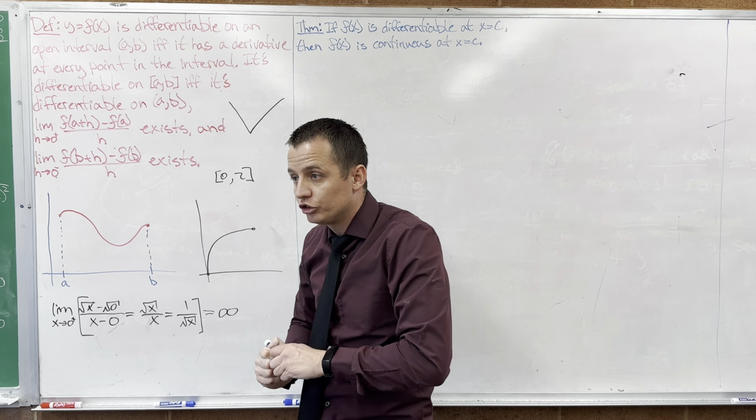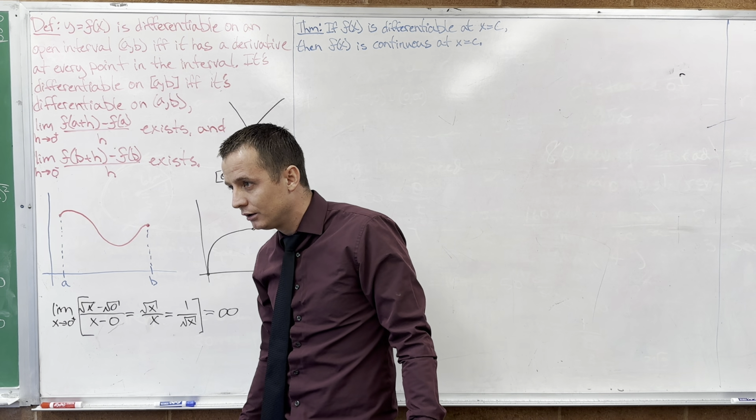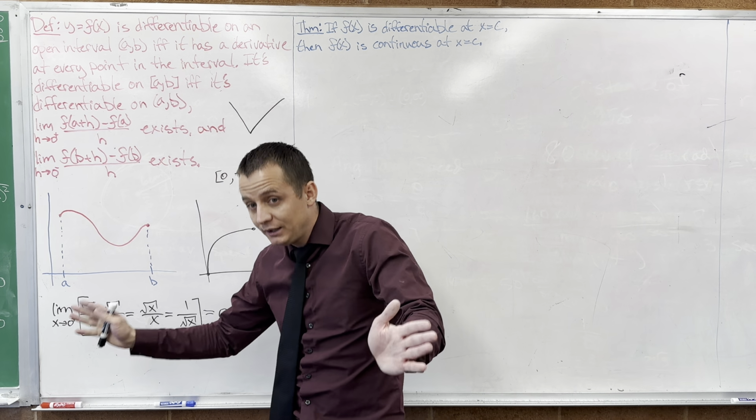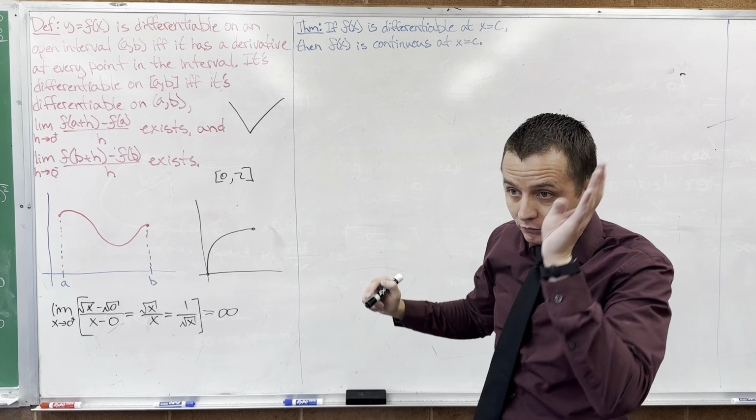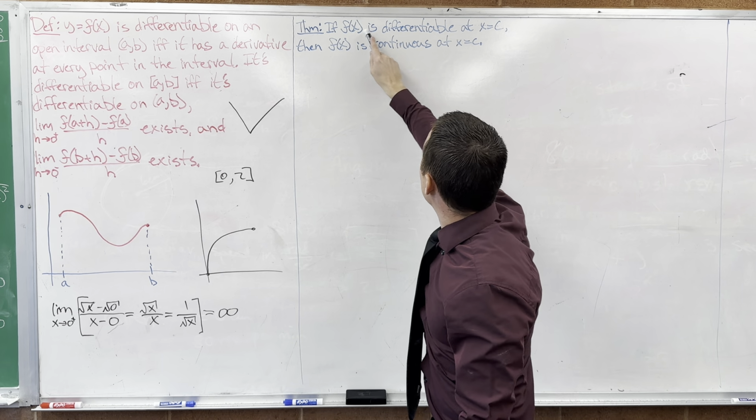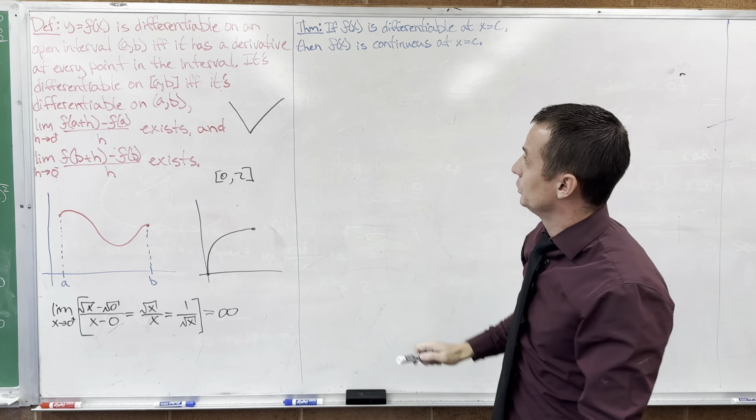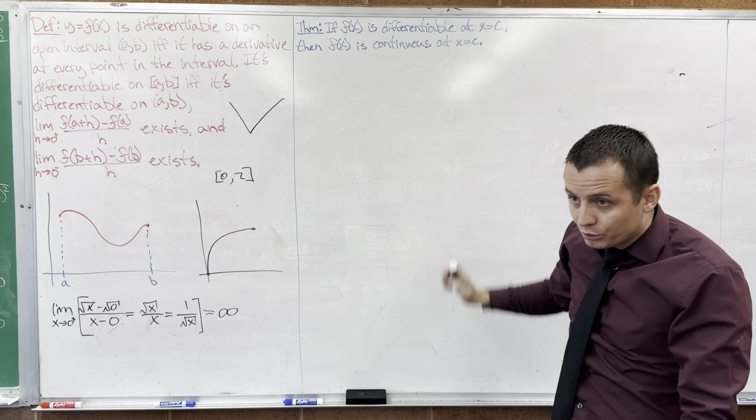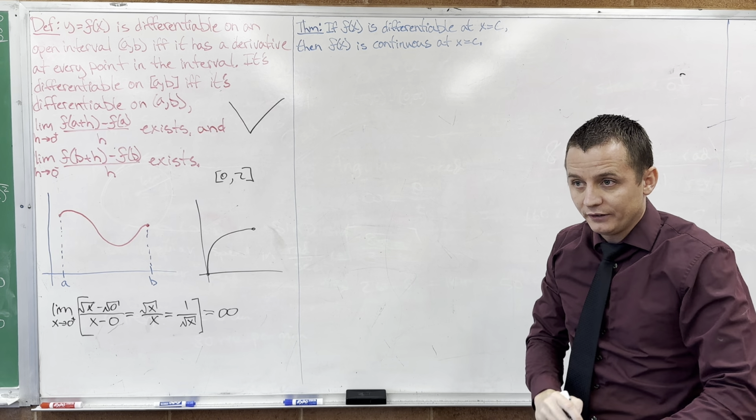What about the converse? Is it true that if it's differentiable, then it's continuous? Is it true that if you can find a slope at a point, it must be continuous at that point? Turns out, yes. And that's what this final thing is going to prove. So if f of x is differentiable at some point x equal to c, then f of x is continuous at the point x equal to c. And that's what we're going to prove.